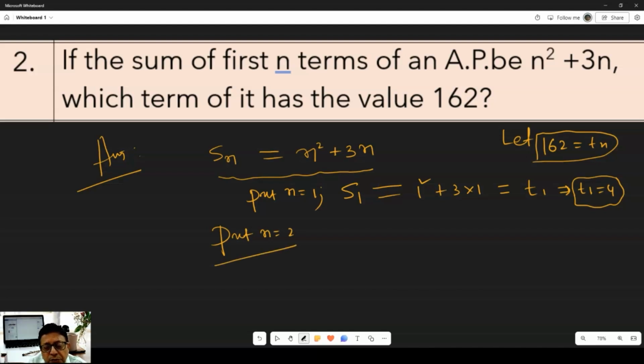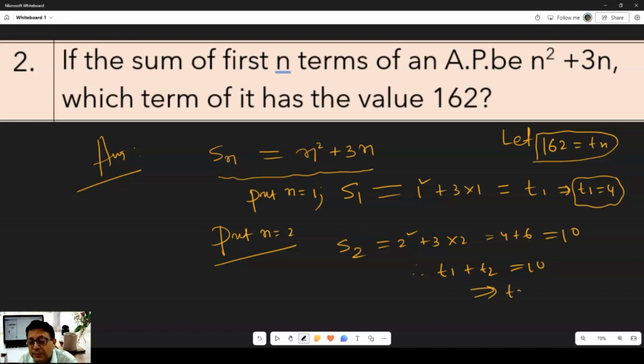Now put n equal to 2. What will you get? S2. S2 is what? 2 square plus 3 into 2. 4 plus 6. This is 10. S2 means what? T1 plus T2. I tell you again, do it with me. If possible, do before I finish it here. So T2 is what? 10 minus T1. This is equal to 6.